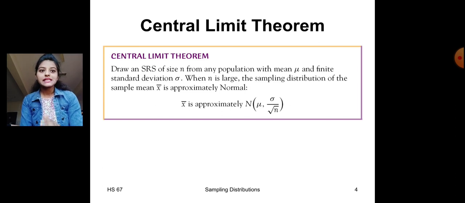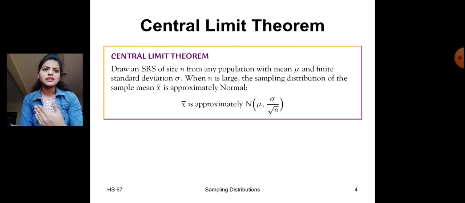And the next one is the central limit theorem. In this we have one formula: X bar is approximately equal to N of mu comma standard deviation, that is sigma divided by square root of n. This is the central limit theorem formula, and as you can see in the slide, n represents the size, mu is the mean, and sigma is called the standard deviation.